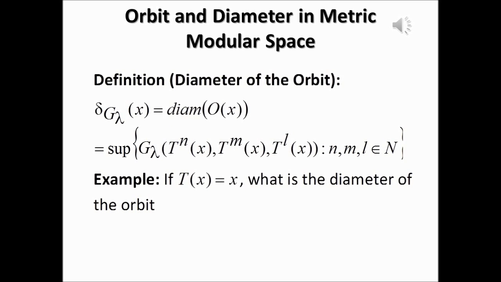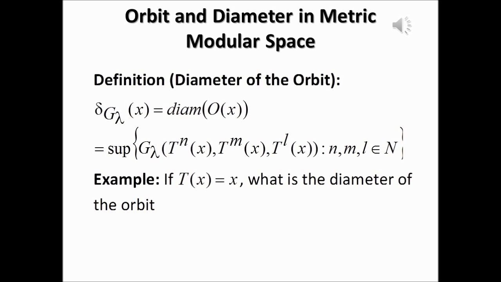Okay, so now we're going to look at the definition of the diameter in the metric modular space. The diameter of the orbit of x is simply given by the supremum of the set consisting of the chain distances between T^n(x), T^m(x), and T^l(x), for all natural numbers n, m, and l.